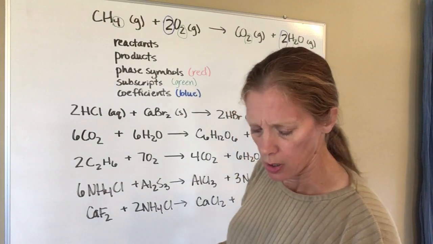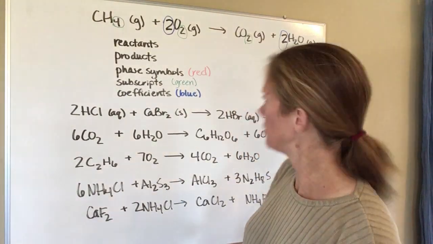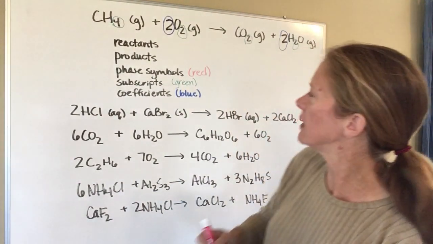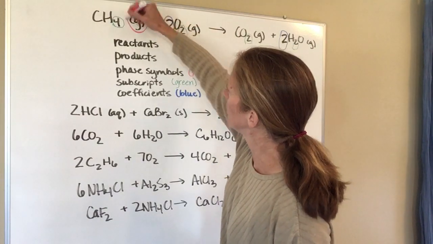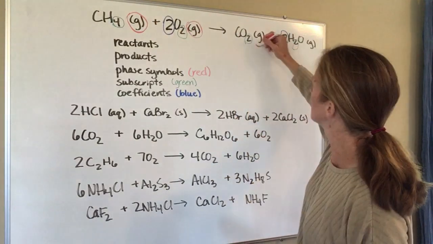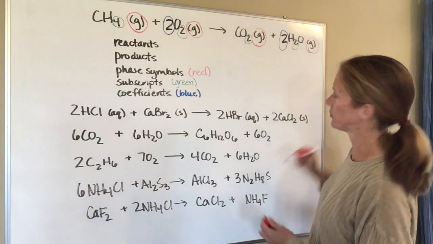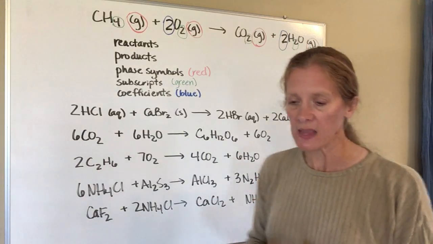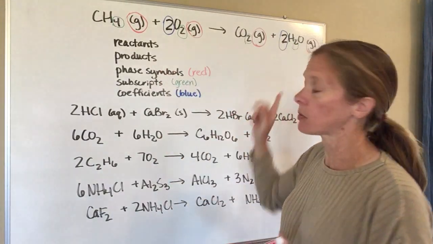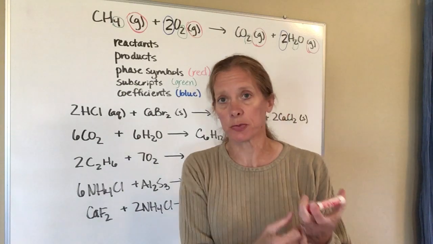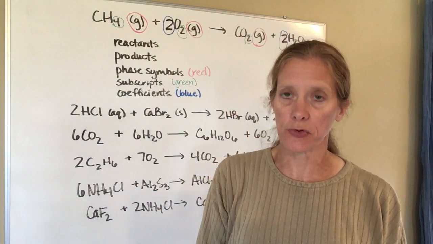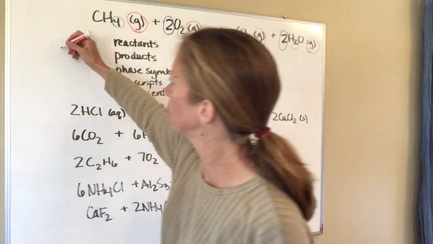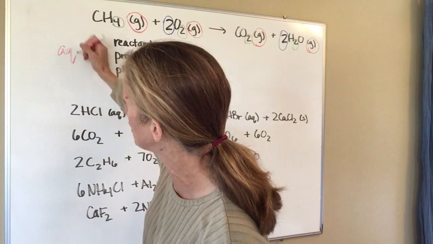And so we're going to mark the phase symbols in red. So this, and this. Those are our phase symbols, okay? Now obviously in this equation, they're all G's for gas. An S will stand for solid, an L will stand for liquid, and sometimes you will also see an AQ.